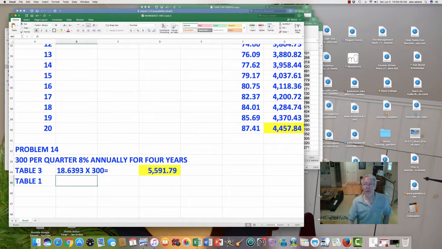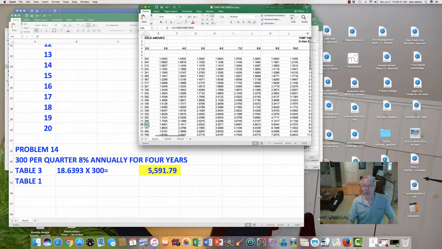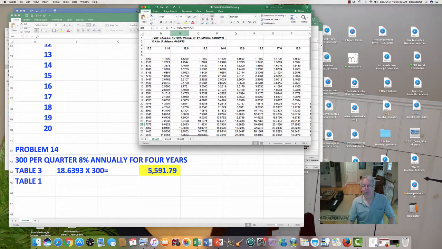So we go over to table 1, and she is dealing with 12% for 3 years. There it is, 12%. 1, 2, 3 years. 1.4049.